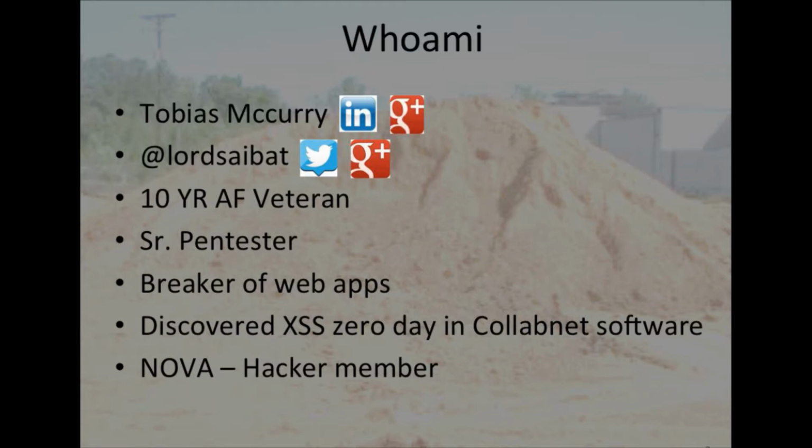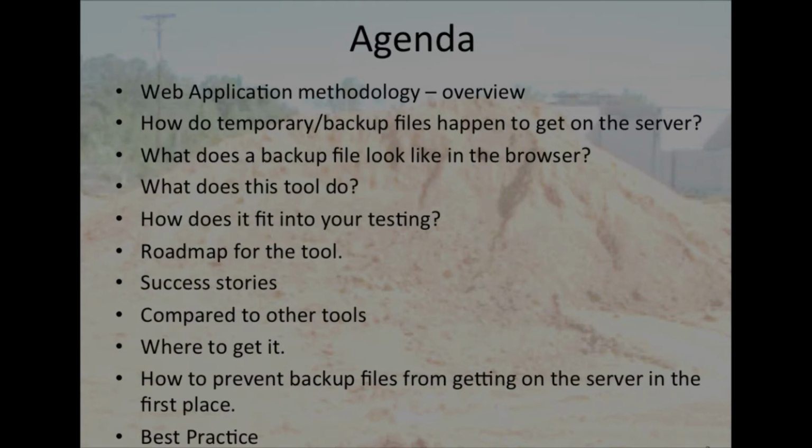So a little bit about the talk, and it looks like a lot, but it'll go by pretty fast. I'm going to give an overview real quick about the web application methodology from OWASP, if you've never seen it. How do temporary and backup files even happen to get on the server at all? What does it look like in the browser when you find one? What is this tool going to help you do? How does it fit into your testing? A roadmap for the tool, some success stories where it's helped me out, comparing it to some other tools, where to get it, how to prevent backup files from even getting onto the server, and some best practices.